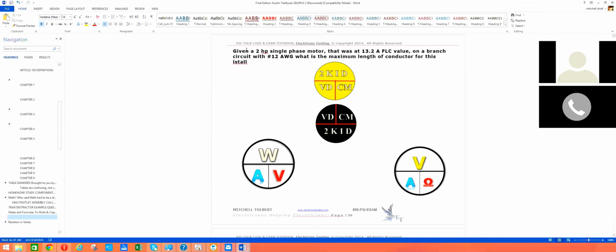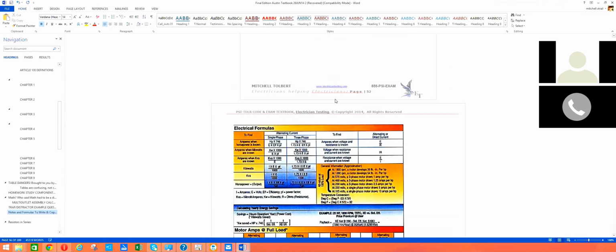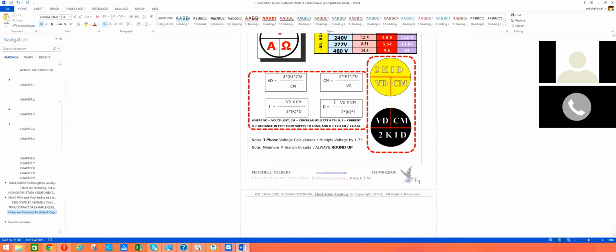And so when you're looking at this question up here, the 2 horsepower single phase motor and the FLC value and branch circuit, we're looking at a question that's asking you for a branch circuit effectively, because they're telling you that you've got a branch circuit here with number 12 wire. And why that's important to you is this up here. Let me pull up this other table.